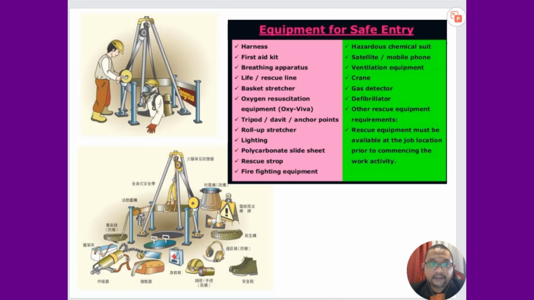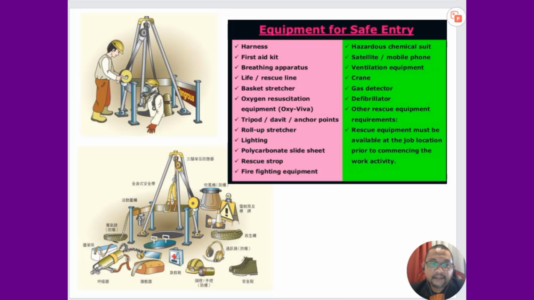Number five, you can also use communication devices, such as two-way radios and hands-free communication systems. Two-way radios allow communication between workers inside the confined space and the safety team outside. Hands-free communication systems allow workers to communicate while using both hands for work.